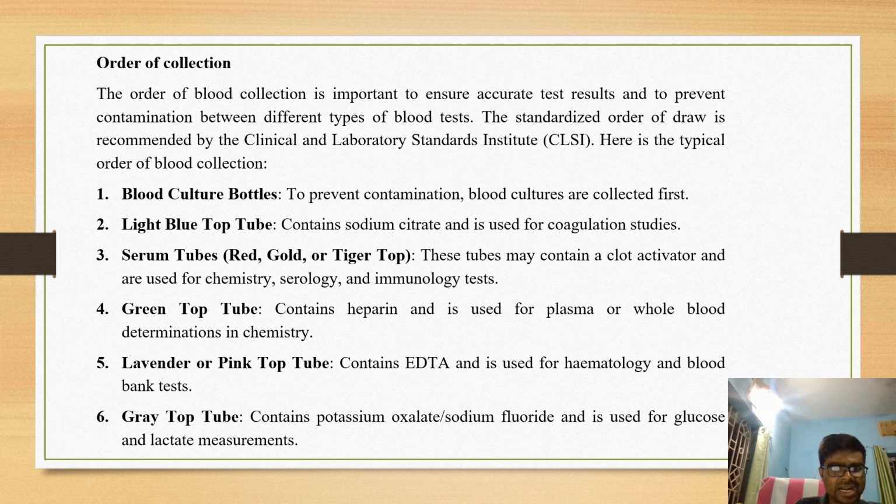What is the order of collections that we have to follow? At first I would like to take the first bottle, that is called the blood culture bottle. As you see on the screen, blood culture bottle. Why do we take the blood culture bottle first? Because it prevents contamination. It is very highly sensitive and can be contaminated, because in the blood culture bottle we identify bacterial infections, and if that sample is contaminated, we can't identify the bacterial specimen. So we have to ensure that we take a contamination-free sample. That's why we take the blood culture bottle first.